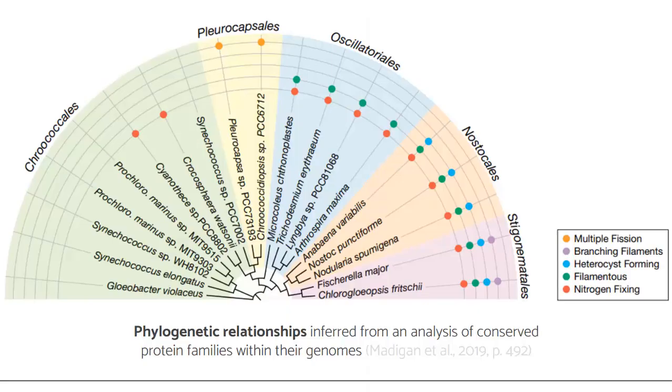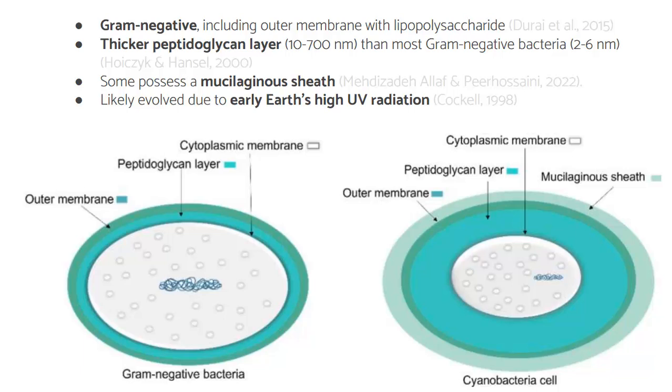Here is how they might be divided in groups. We can see that some groups have traits like nitrogen fixing and filamentous forms, heterocyst forming capacity, branching filaments, and multiple fission. For their membrane, they are gram-negative, but have a much thicker peptidoglycan layer than most gram-negative bacteria. Some possess a mucilaginous sheath, and these might have evolved due to early Earth's high ultraviolet radiation.